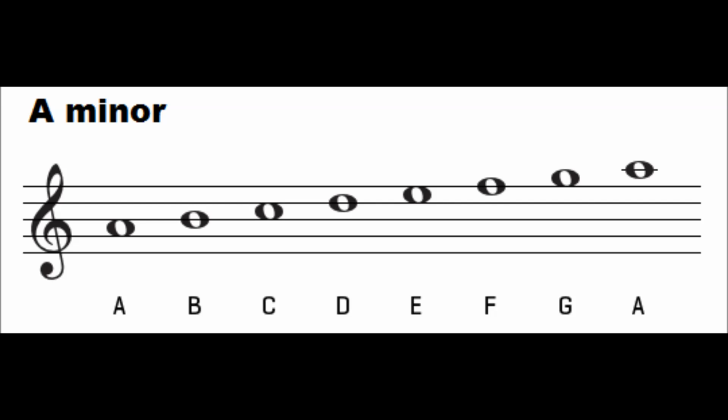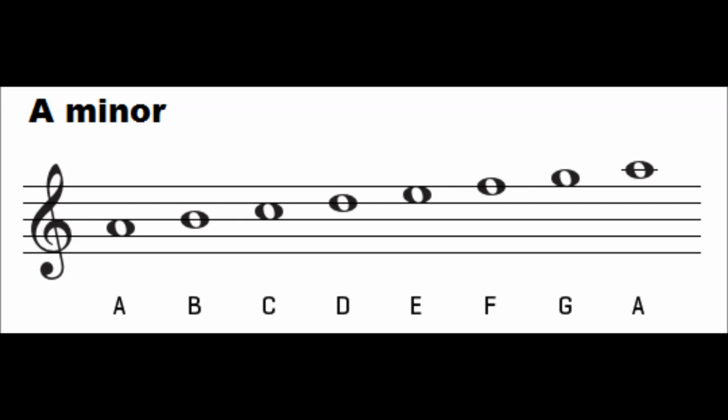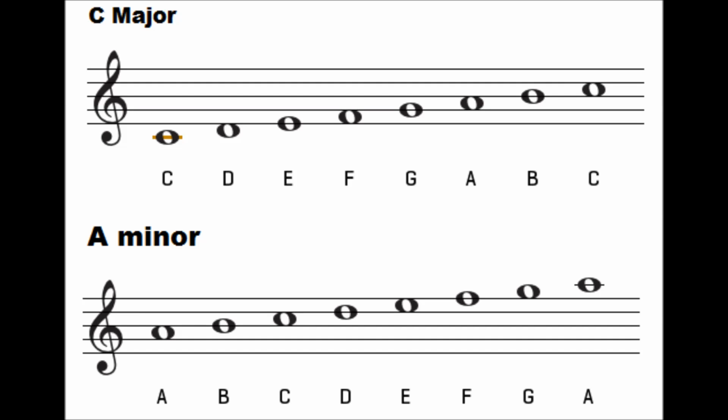The key of A minor. The key of A minor is a relative of the key of C major. Every major key has a relative minor key that has the same key signature. The C major scale is C, D, E, F, G, A, B, C. The relative minor begins on the sixth tone of the major scale. Therefore, the relative minor of C major is A minor.